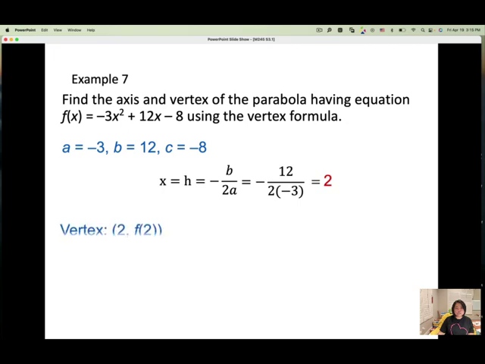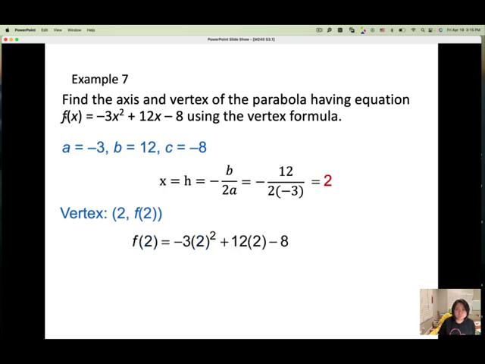Once you're done, you want to find out the coordinate of y. So you plug x equal to 2 into this equation. Simplify it, you're going to get 4. And what is the axis of symmetry? x equal to 2. Okay, x equal to 2 will be the axis of symmetry. And then the vertex will be 2 and 4.